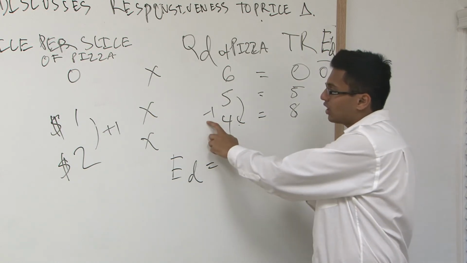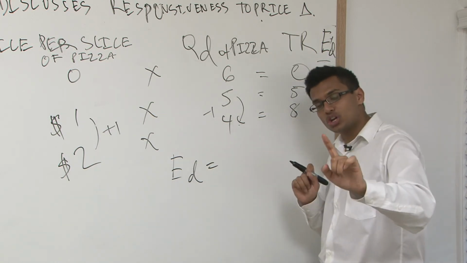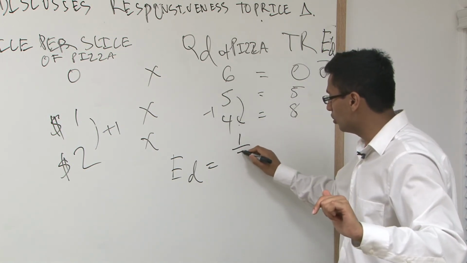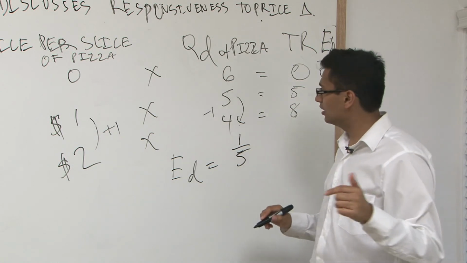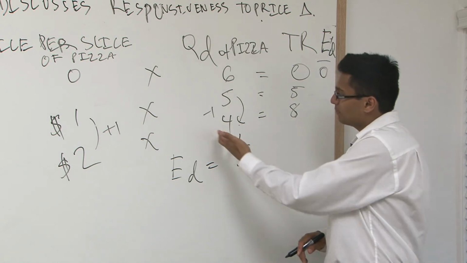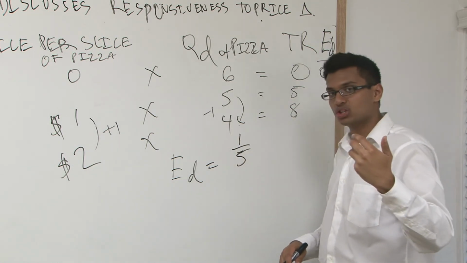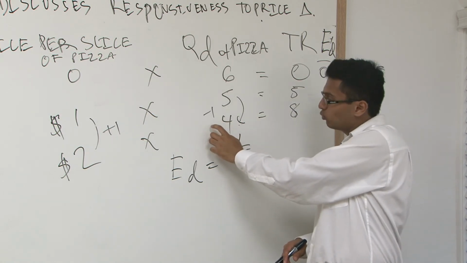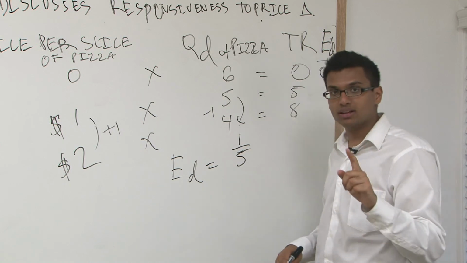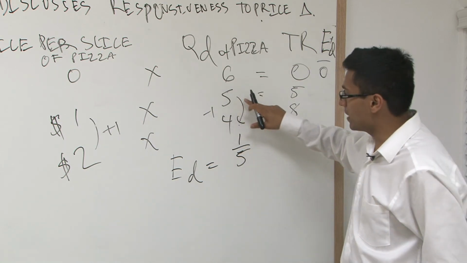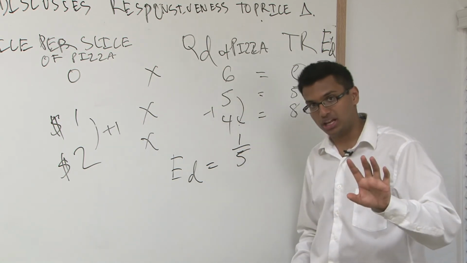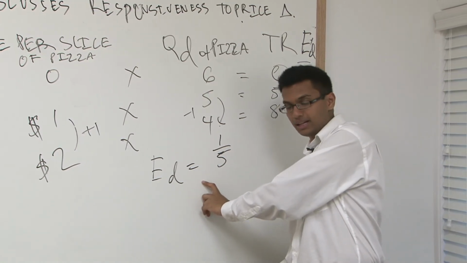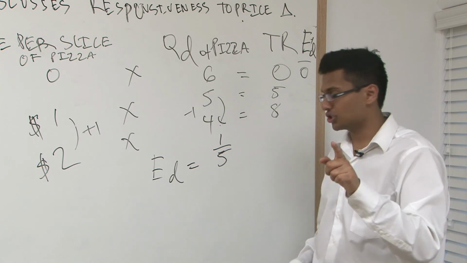Well, this dropped by 1. So the percent change in quantity demanded would be 1 over 5. Does everybody see that? If I have dropped by 1, the percent change from 5 to 4 is 1 over 5. So let me put that again. The units have changed by 1, but the percent change in the quantity demanded is 1 over 5. Okay? Very important. I'm talking about percent change.